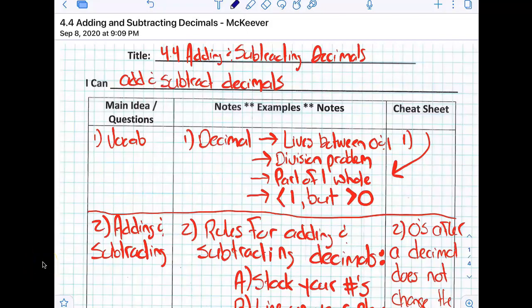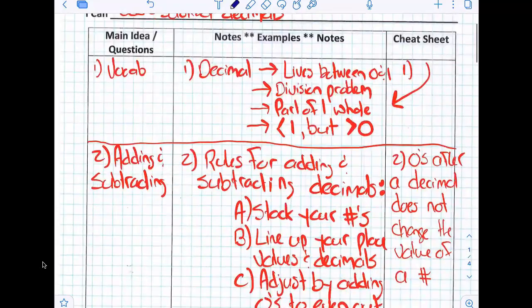Today we were working on adding and subtracting decimals. Can you add and subtract decimals? Yes. We know a decimal lives between what two numbers, class? 0 and 1. A decimal is less than 1, but greater than 0.